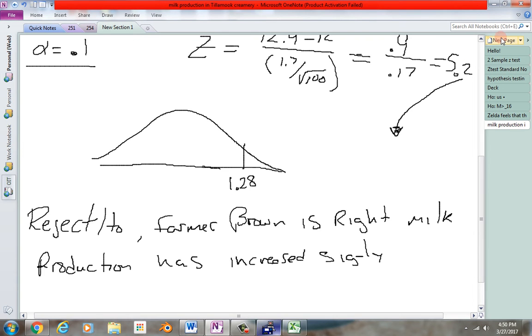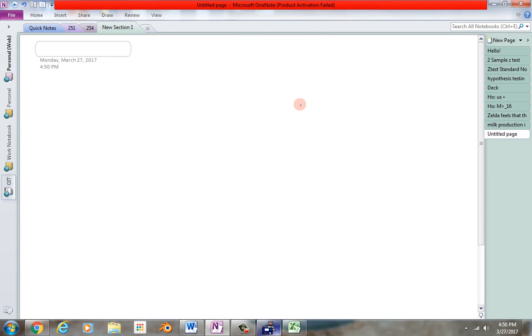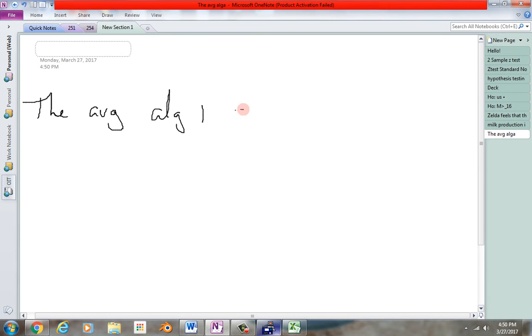Okay? We'll do another. We'll do a lower tail. The average Algebra 1 student asks, I believe, I'm going to put an I believe in here. I believe. Asks fewer questions than they used to.